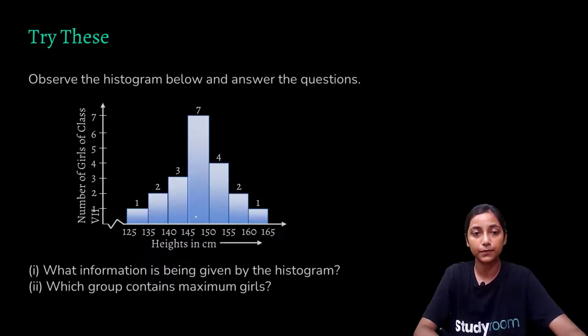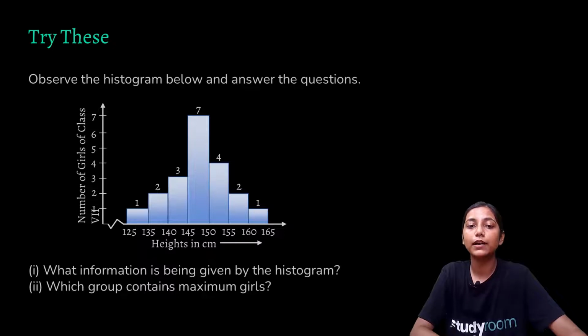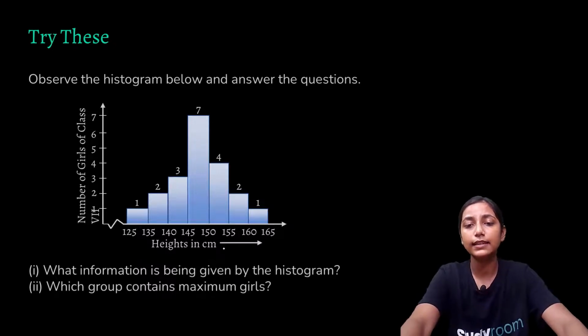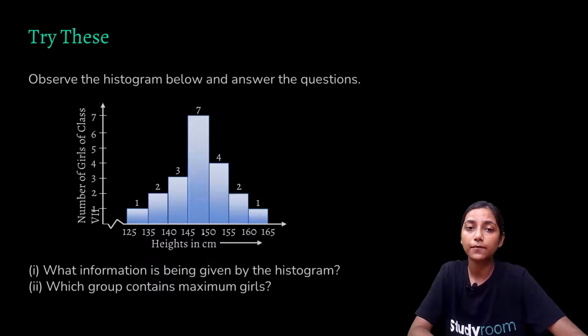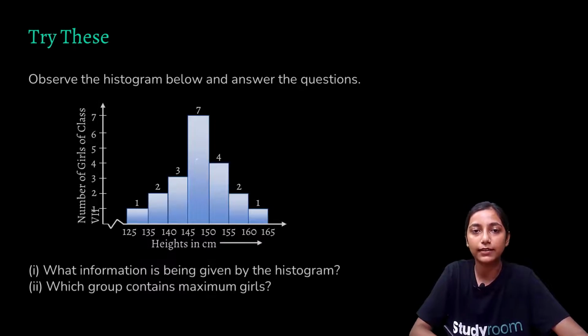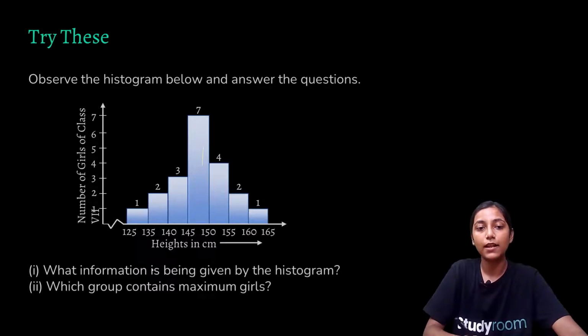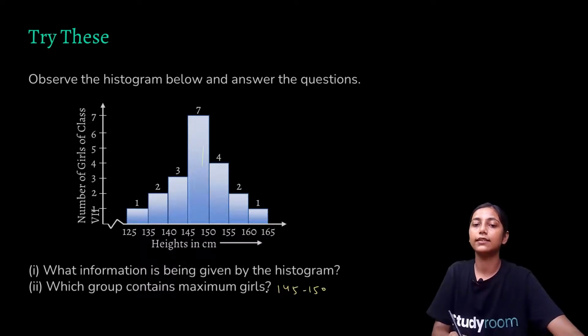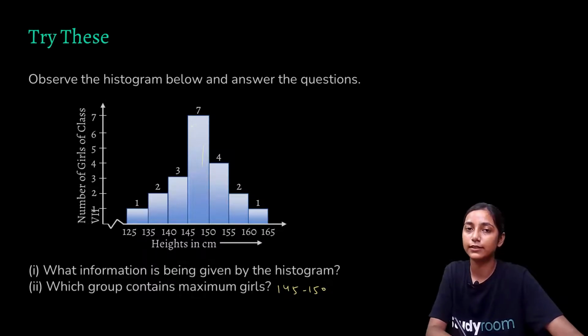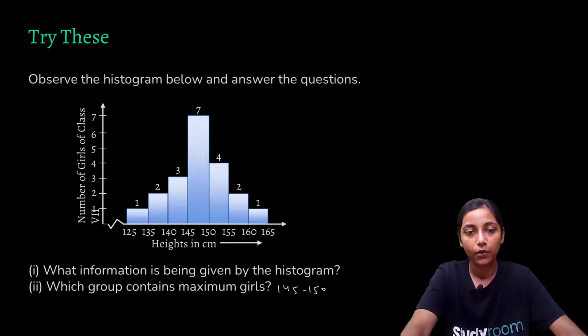Now the next part is which group contains the maximum girls. You can see that the frequency is given by the height of the bar. So which bar has the maximum height? We can see that this bar has the maximum height. And this bar corresponds to which class interval? 145 to 150. So we can say that 7 girls are in this group. This group, that is from 145 to 150 centimeters height, contains the maximum number of girls, and the number of girls in it is 7.